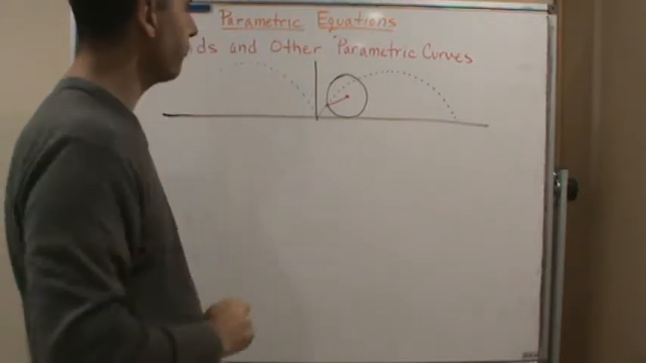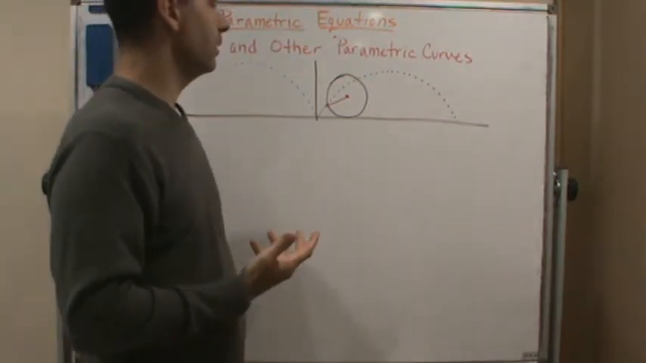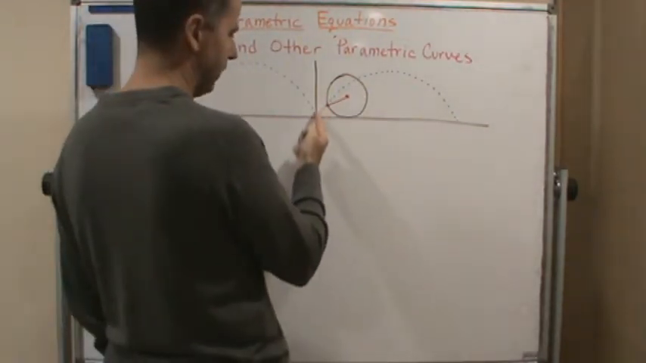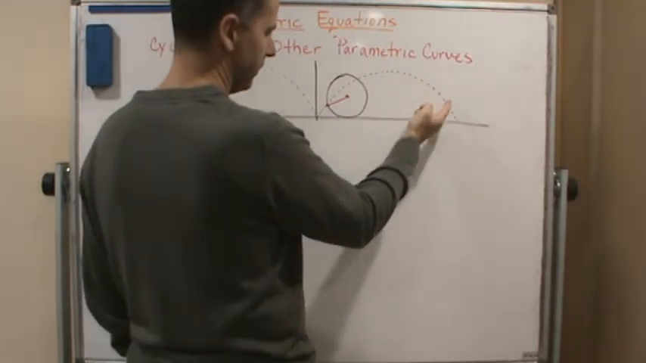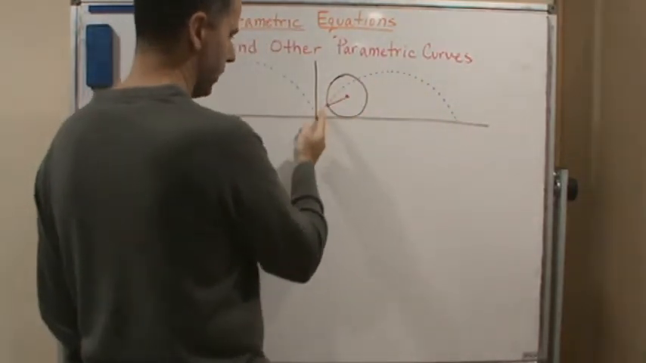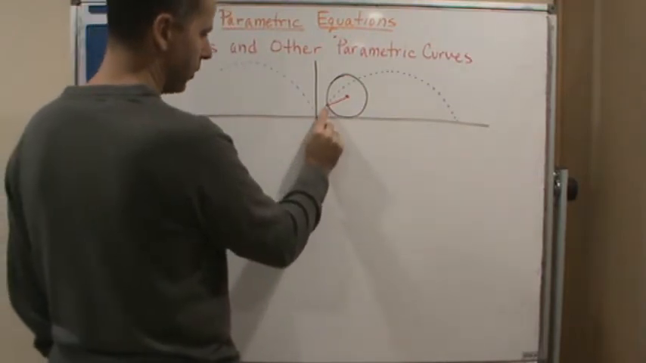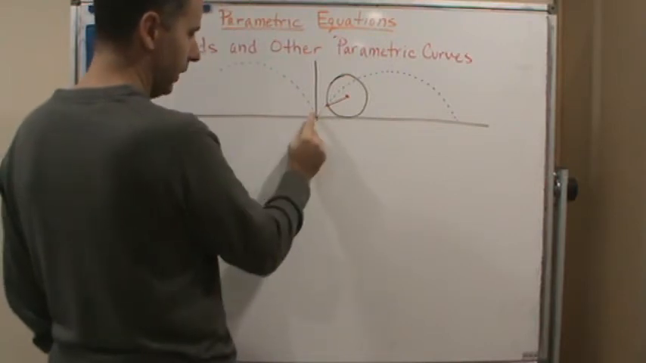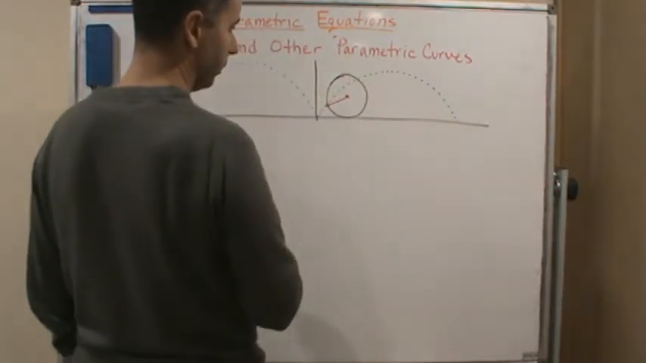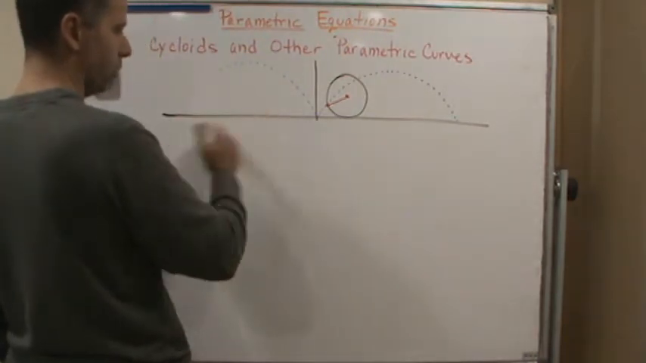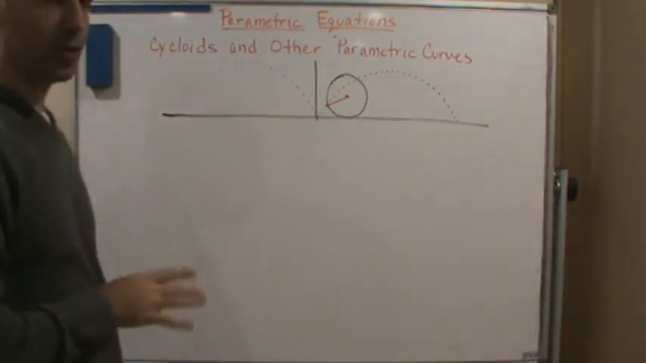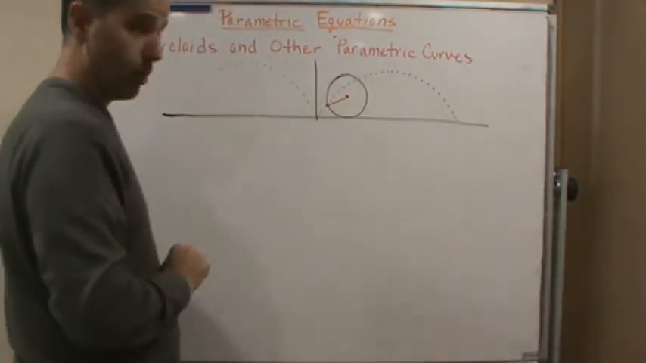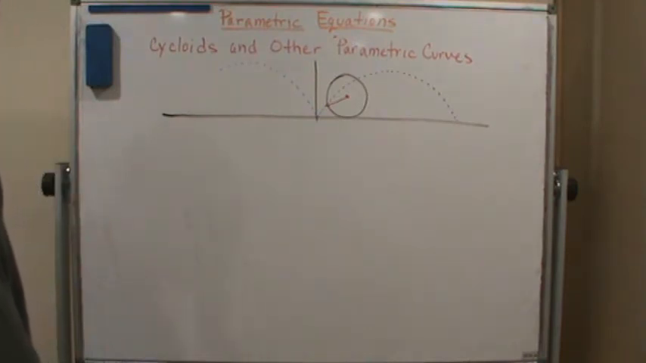So how do we graph this path? Well, you can see by the blue line that the path is going to look something like this. And if it rolls the other way, the dot, again, this mark here on the edge of the circle, is going to follow this path, and it's also going to follow this path if you rolled it the other way. Okay, so we want to describe this path, this parametric curve, using parametric equations.